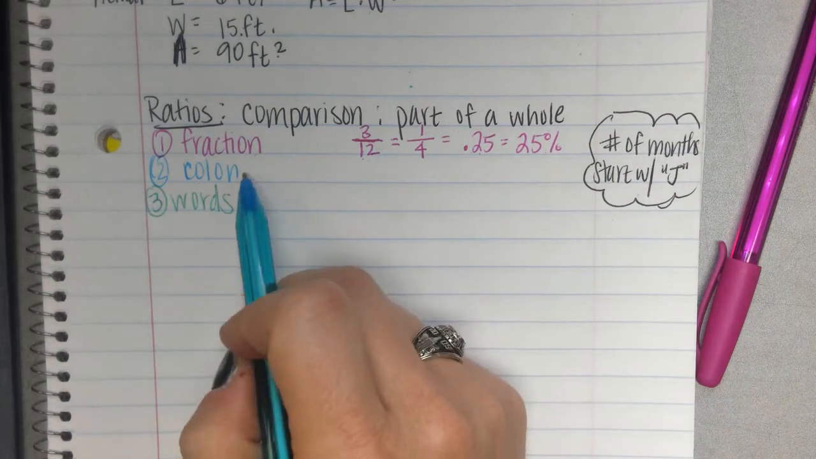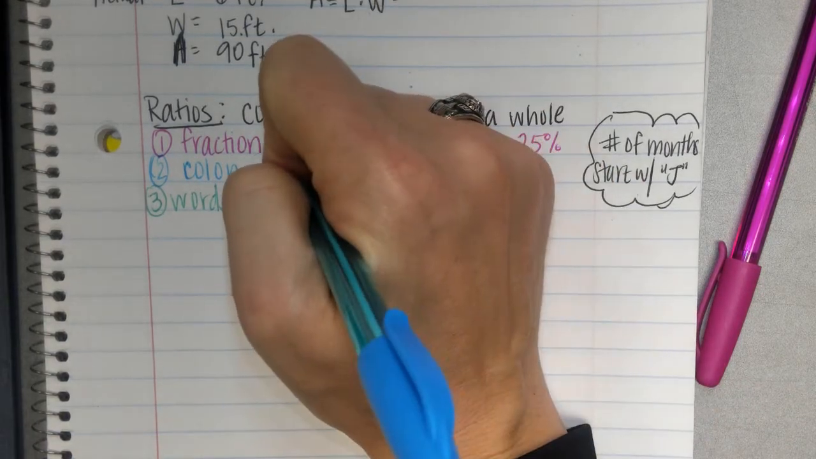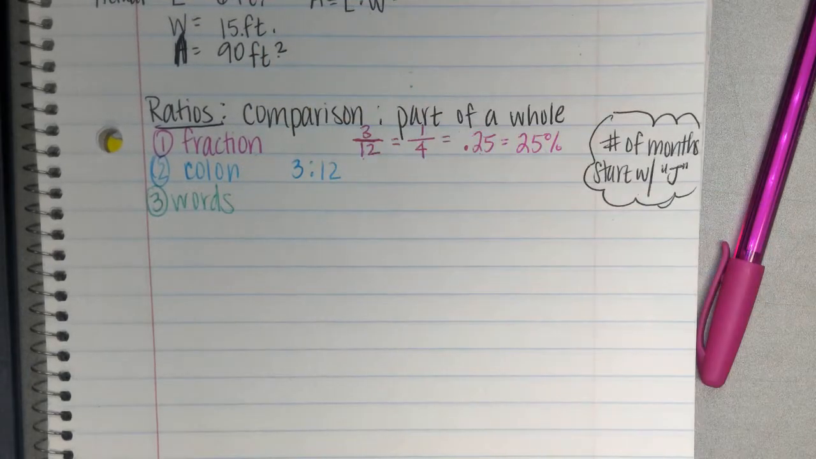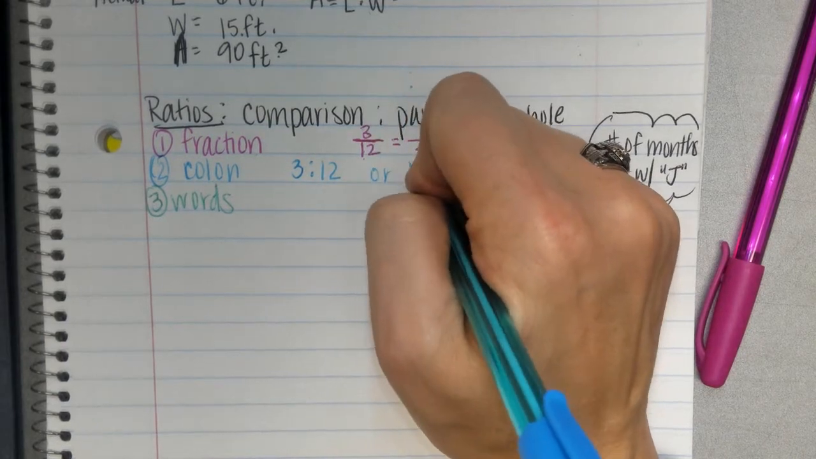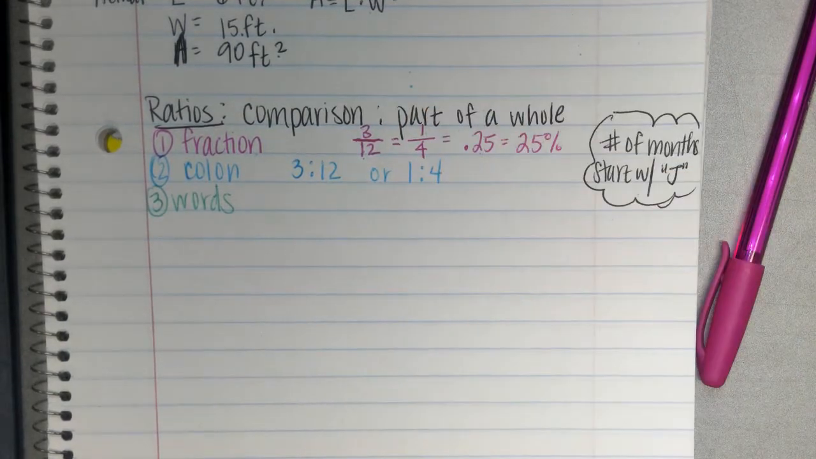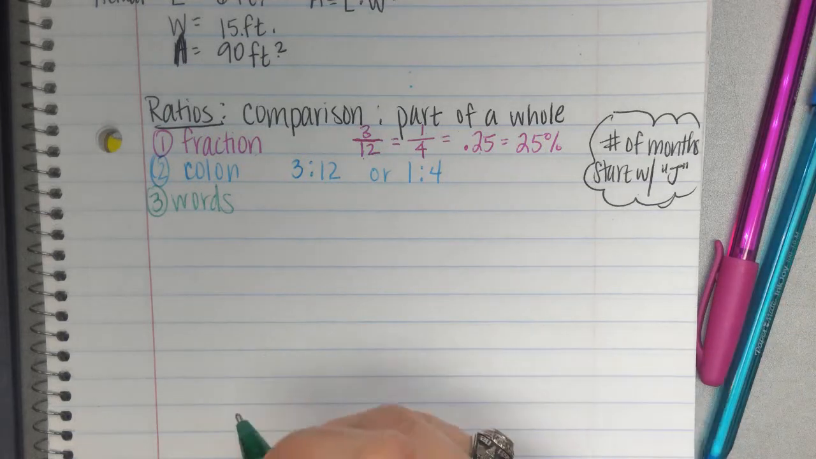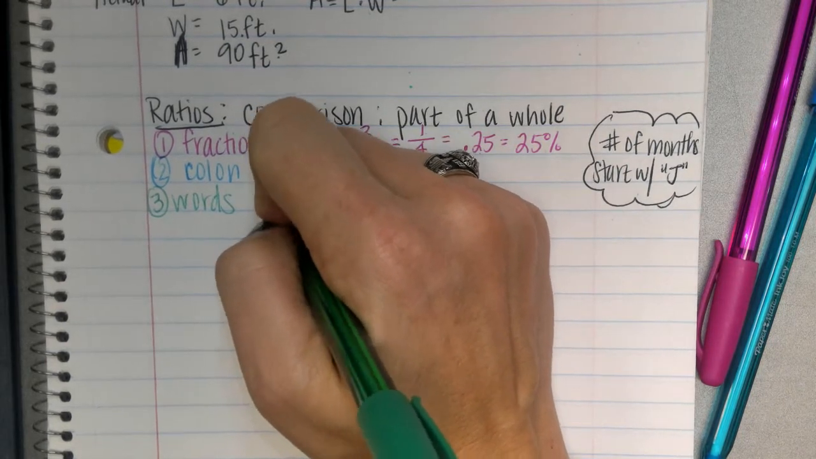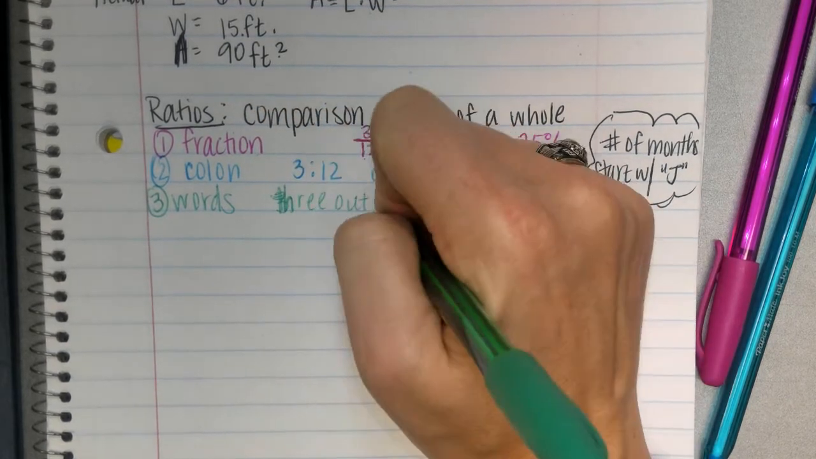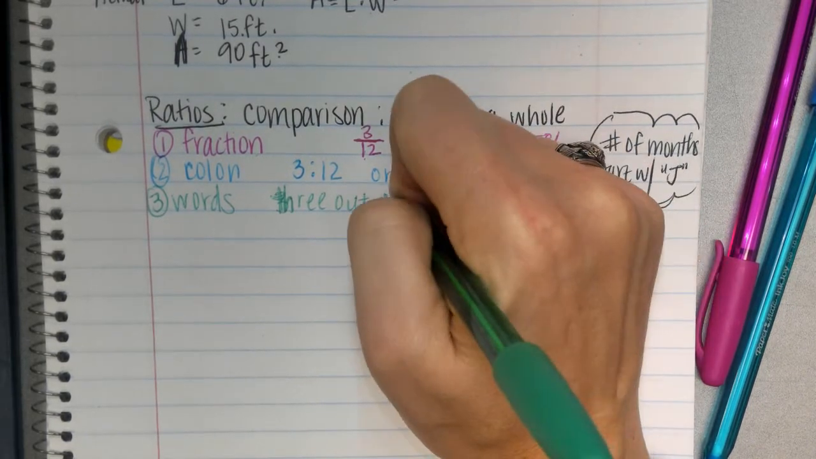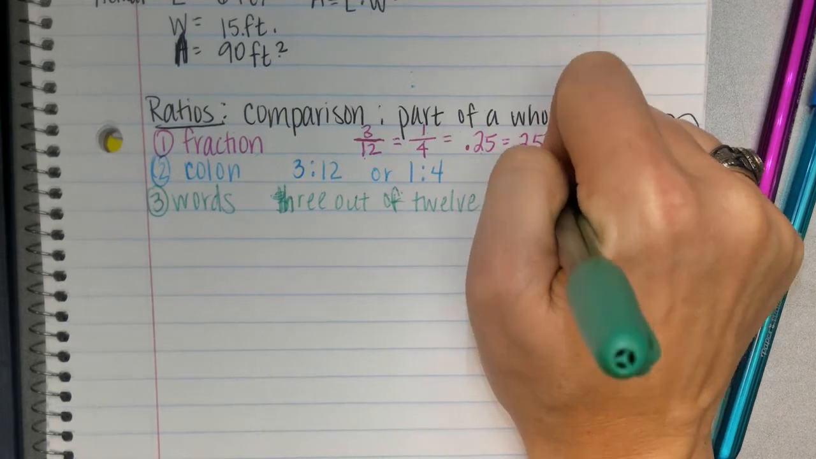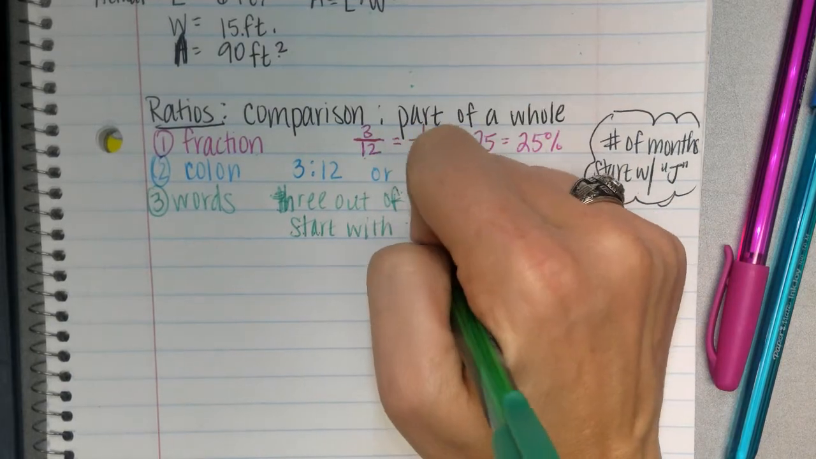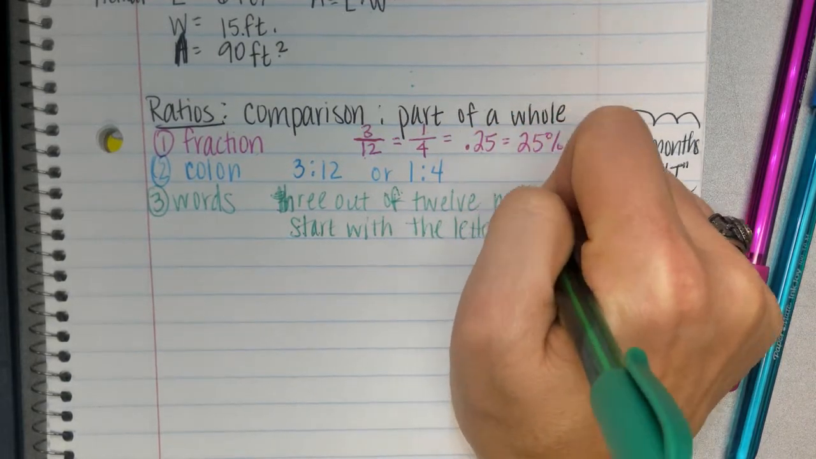Can we write that in with a colon form? 3 out of 12 months, or 1 out of 4 months, okay? That's how you would write that. And then lastly, with words, just like it sounds, we'll spell that out. 3 out of 12 months start with the letter J.